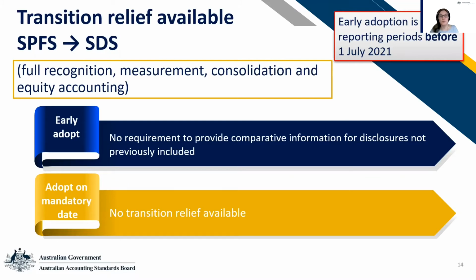So as we talked about with RDR, if there are extra disclosures that you need to include, probably more so for this one than RDR, you are not required to provide comparative information for those disclosures if you early adopt 1060. If you do not early adopt 1060, if you choose to adopt it on the mandatory effective date, there is no transition relief. It's the same as what we've already talked about for RDR. Because the numbers don't change, the only transition relief is in relation to disclosures.